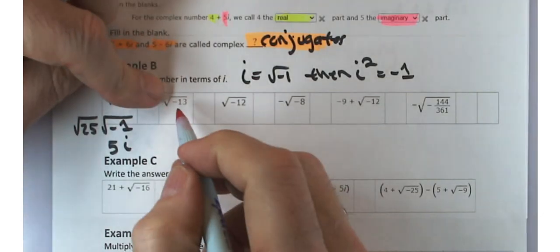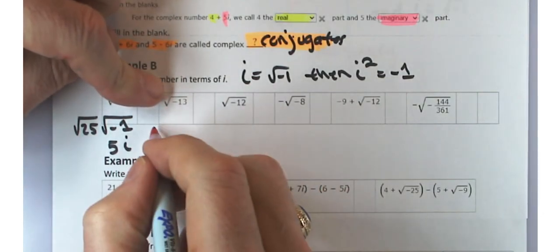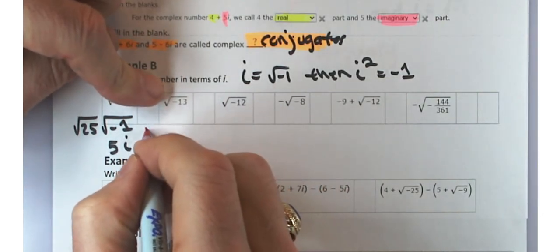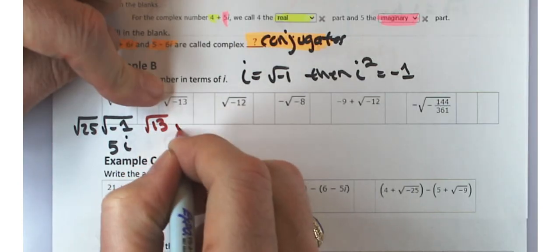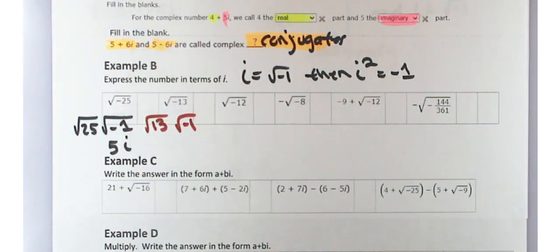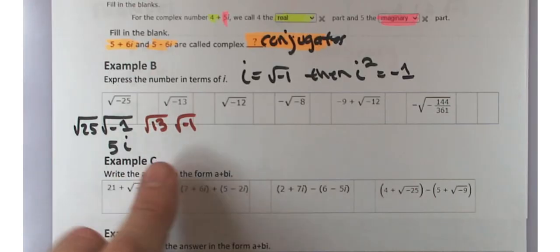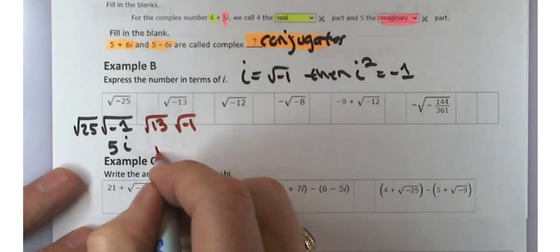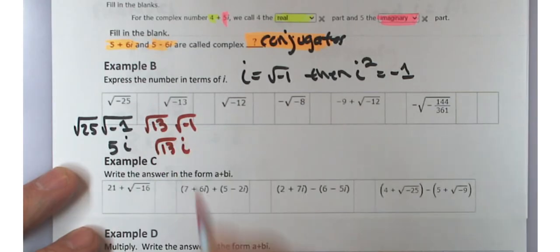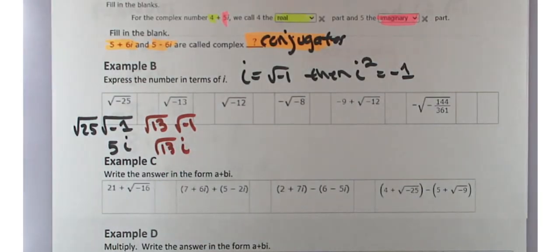Let's look at square root of -13. We're going to do the same thing here that we did just a moment ago. We're going to write that as square root of 13 times square root of -1. Now there's not much that you can do with the square root of 13, so I'll just leave it. But I can rewrite this as square root of 13 times i. Interesting.